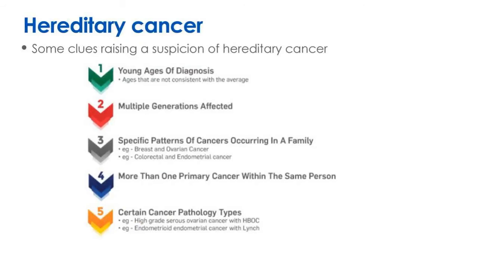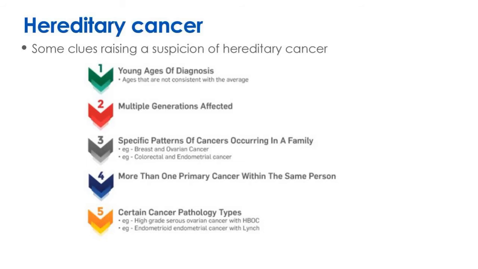So if we talk about hereditary cancers, what do we as doctors, as counselors need to look at? What are some clues that raise a suspicion of a hereditary cancer? And here I'm just listing 5 things that we can see within these families where we are looking for a hereditary cancer. First of all, there's the age of diagnosis.